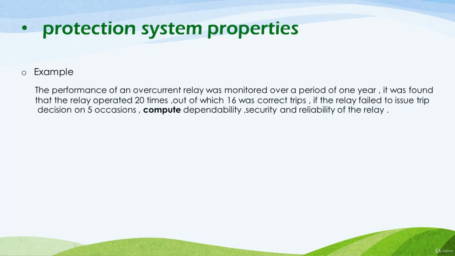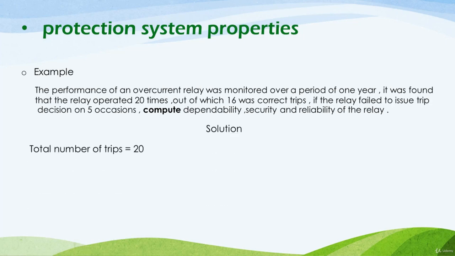Suppose we have an overcurrent relay that is working in the power network, and through a specific year we find the performance of that protecting relay to be: the relay operated 20 times, and out of those 20 times, 16 times were correct trips, and the relay failed to trip on 5 occasions. So using this information, we need to compute the dependability, the security, and the reliability of the relay. And for that, we can extract the givens.